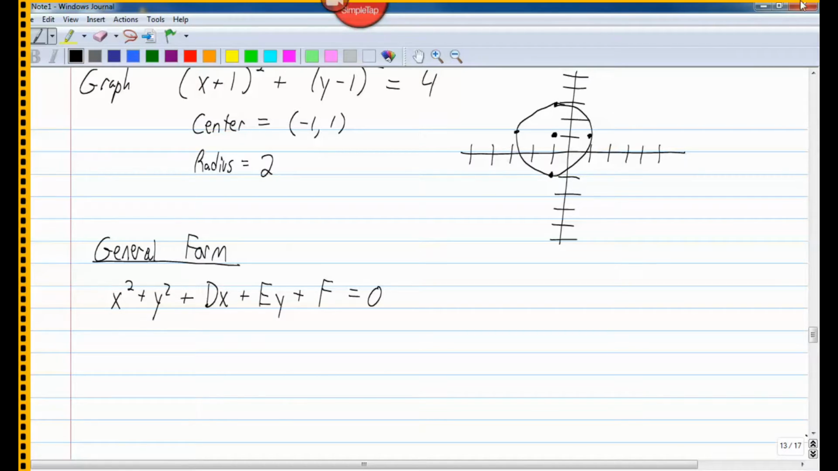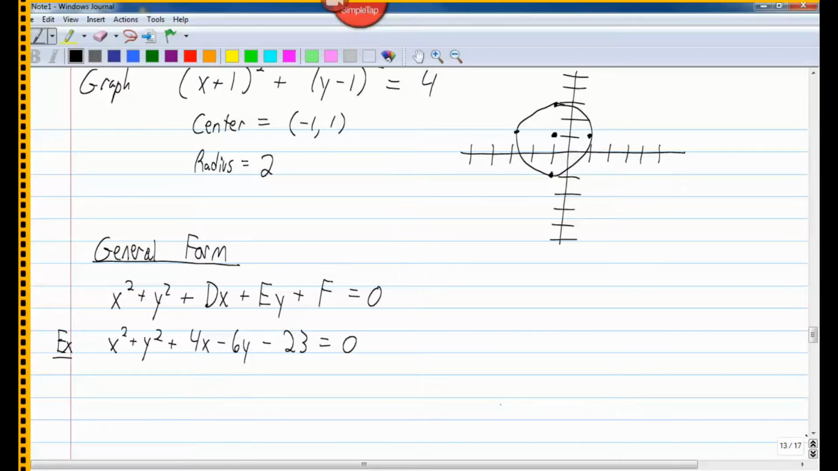So, for example, let's say that I had x squared plus y squared plus 4x minus 6y minus 23 equals 0. Now, looking at this equation, what can you tell me? You really can't tell me anything. You might think, hey, I could just move this 23 over and maybe I could tell you the radius. That's not the radius.